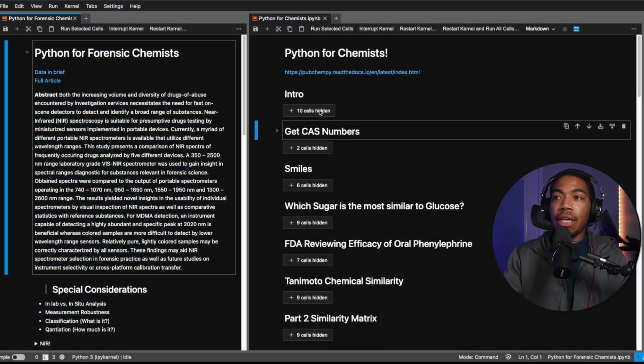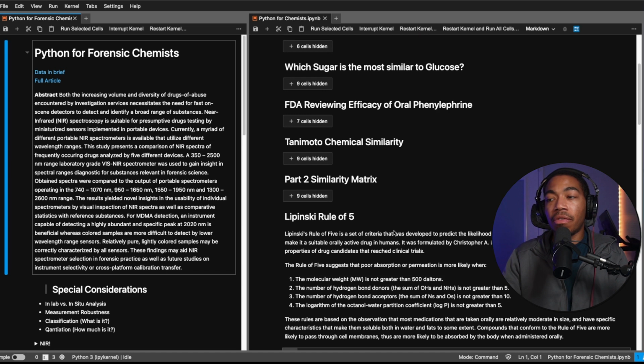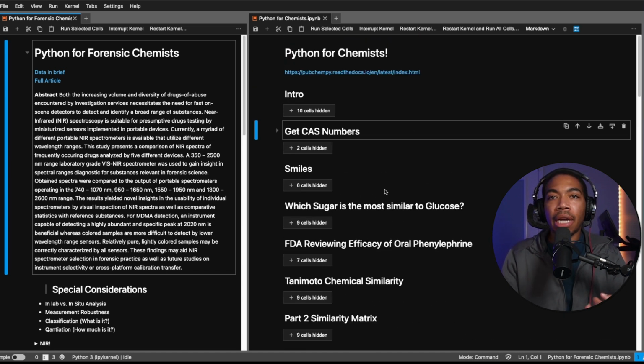Here you can see we have introduced this idea. We've shown how you can use PubChemPy to get CAS numbers, SMILES strings, and compare chemical structures. So we were evaluating a bunch of different sugars, lots of stuff in here, and we concluded with Lipinski's rule of 5. And so we could take many of these same approaches and apply them to our forensic chemistry series, but we're going to take a slightly different angle and focus on a lot of other aspects as it relates to how we can use Python to solve these types of problems.